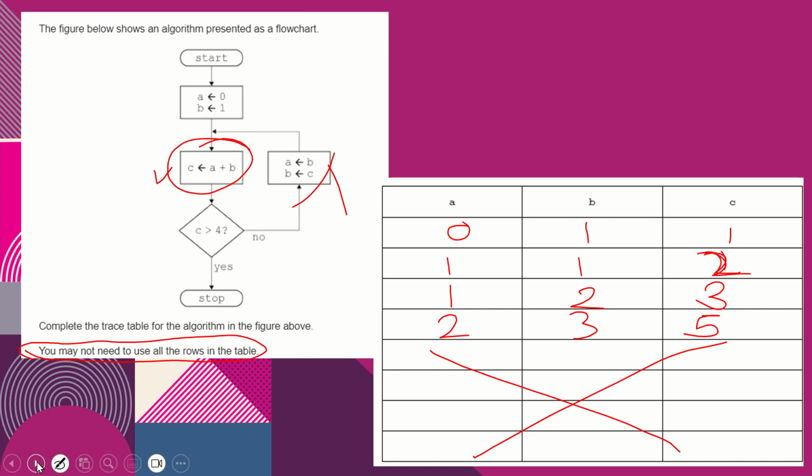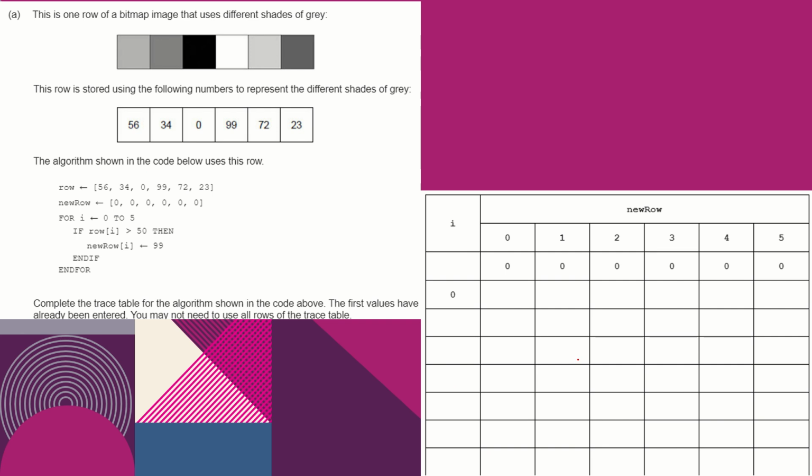Let's move on to the next question now. And this is the last question that we are discussing. Which, again, this one looks a little bit strange. Trust me, reading is the key. This is one of the rows of a bitmap image that uses different shades of gray. This row is stored using the following numbers to represent different shades of gray. Okay, these are the different shades of gray. This one is nothing but 5, 6, 56, 34, 0, 99, 72, and 23.